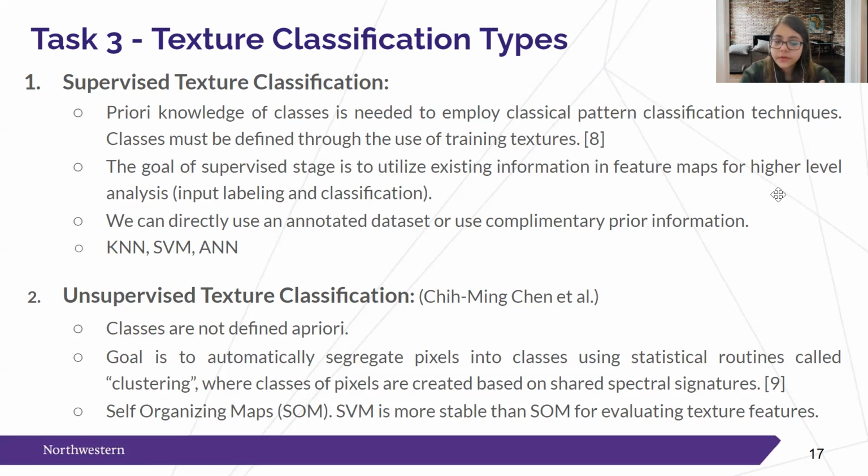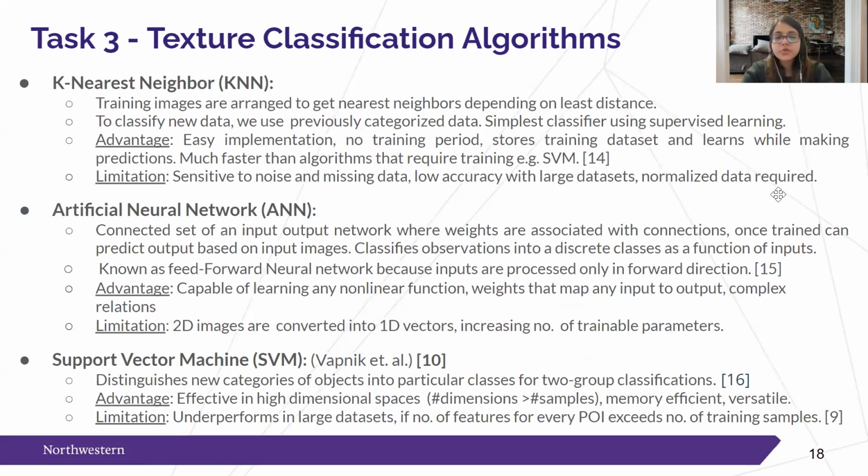A common example of unsupervised texture classification is self-organizing maps, but SVMs have been shown to be more stable than SOMs for evaluating the texture features. So some common texture classification algorithms are KNN, ANN, and support vector machine. There are many more, but I've just listed the most widely known ones.